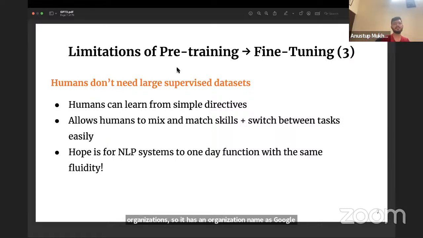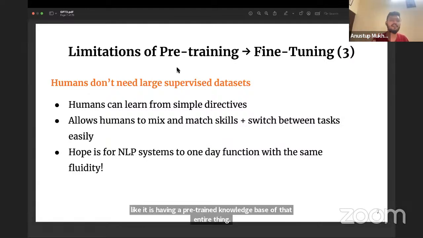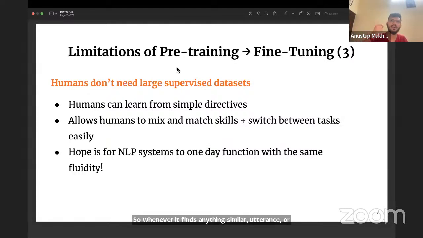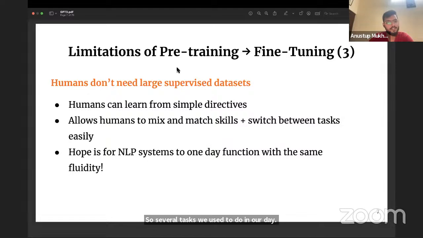Again, these NERs also behave on the very same level of architecture. It has a pre-trained knowledge base of that entire thing. So whenever it finds a similar utterance or similar word, it tries to match that particular word with the entire thing present in a KB for a specific organization. And if it finds the match to be above a certain threshold or a certain variation, okay, it prints it: this can be an organization. We used to do several tasks like this in our day. I had to do a lot using that kind of information extraction. We use spaCy NERs. Even the spaCy NERs help us right now with transformer architectures, and many things we have improved on it, right? So this thing you can easily do with GPT-3.